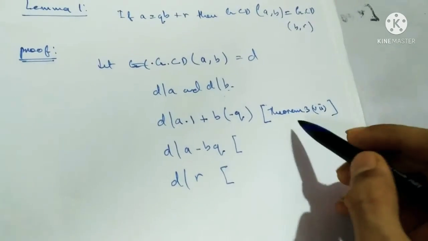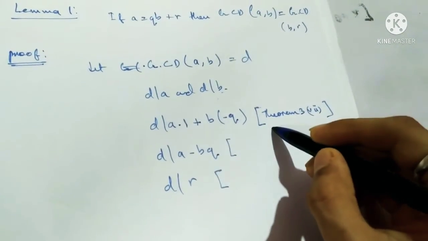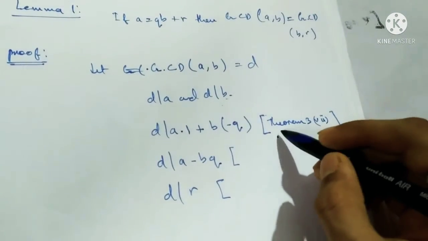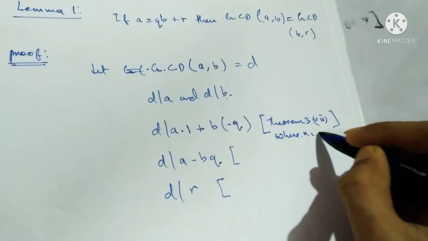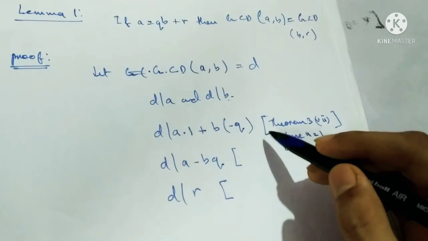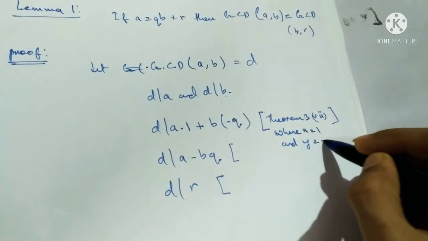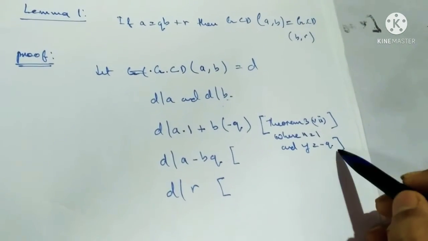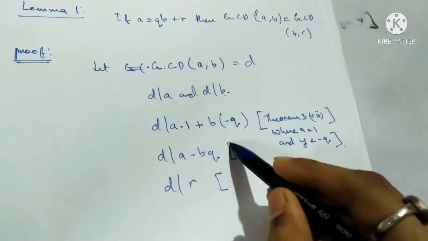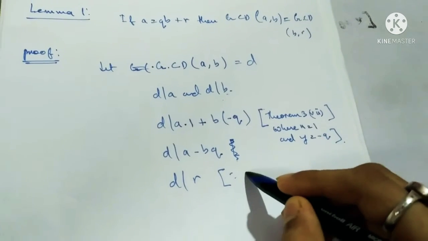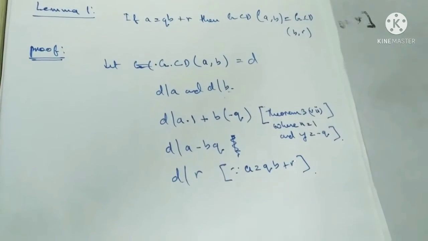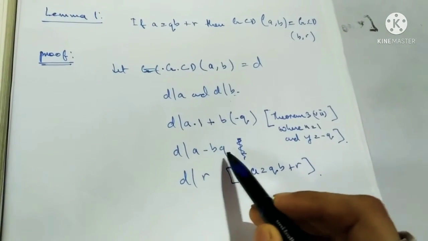In the exam hall, you write the whole theorem here, where x is equal to 1, and y is equal to minus q. X value 1 taken, y value minus q taken. Understand? So this one I got. This is r, since a is equal to qb plus r. Finished, done. D divides a minus bq.